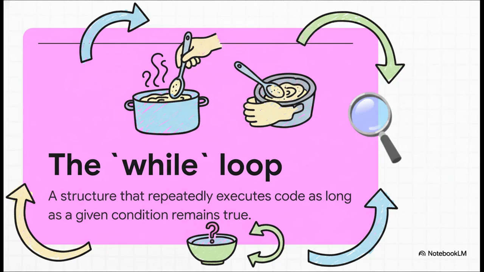So yeah, the while loop. Its logic is actually super simple. It's like a recipe that says, keep stirring while the sauce isn't thick. You check, is the sauce thick yet? Nope, so you stir. Then you check again. Is it thick now? Nope, so you stir again. You just keep repeating that check, then act cycle.